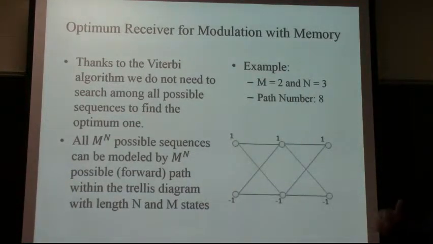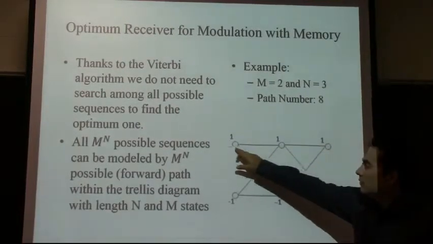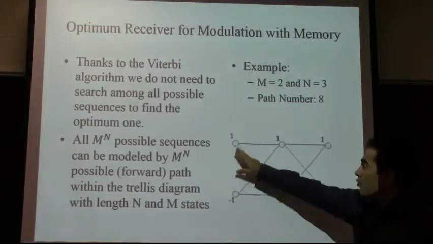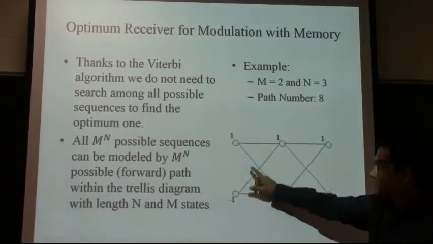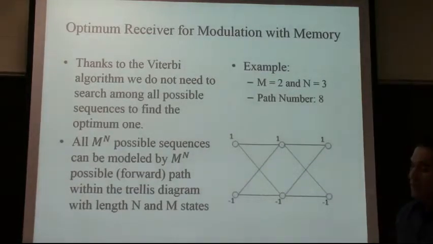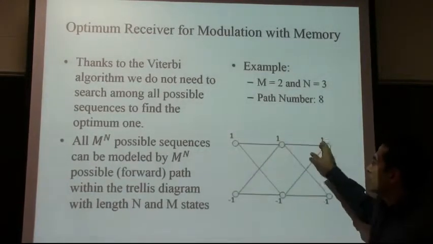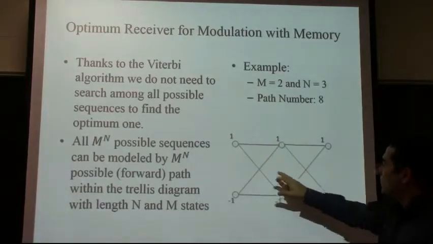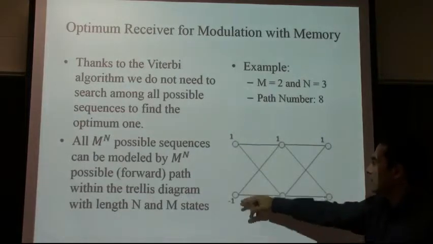All possible sequences here is 2 to the power of 3, which is 8. And you have 8 possible paths here. For example, 1, 1, 1. But remember, it's just a forward pass. You cannot go 1, 1, minus; this one is not counting. These branches are one way, just forward: 1, 1, 1; 1, 1, minus 1; 1, minus 1, 1; 1, minus 1, minus 1, and so on.